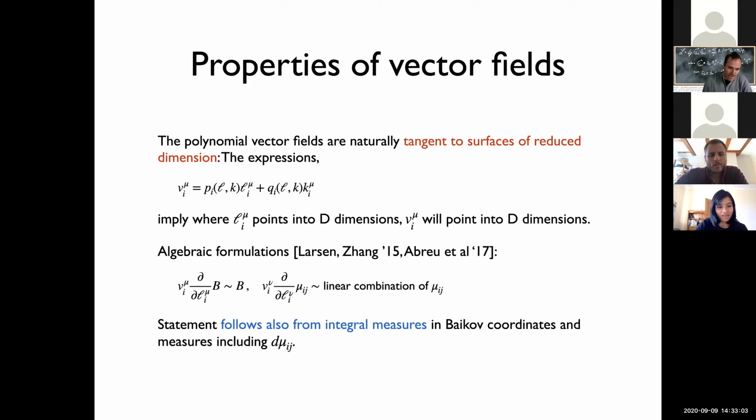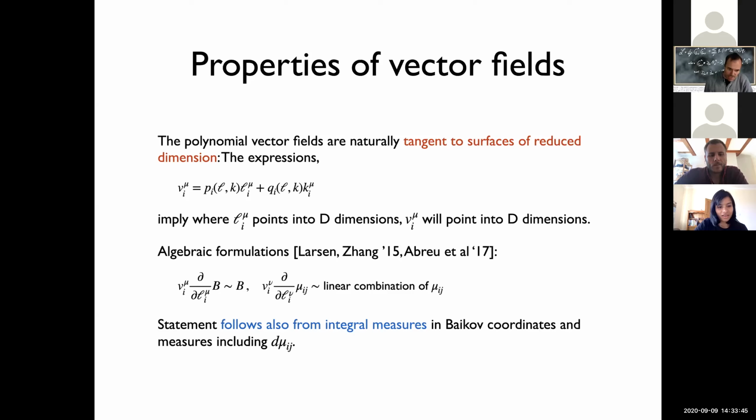So a vector field acting on a Baikov gives something that is vanishing at the locus where the Baikov vanishes. So you have a vector field acting on the Baikov, which gives back the Baikov. A vector field acting on mu variables, which are minors of the Gram matrix, should return again expressions in the mu variables. So these are interesting properties. So they are also tangent to these distinguished surfaces that we discussed earlier.